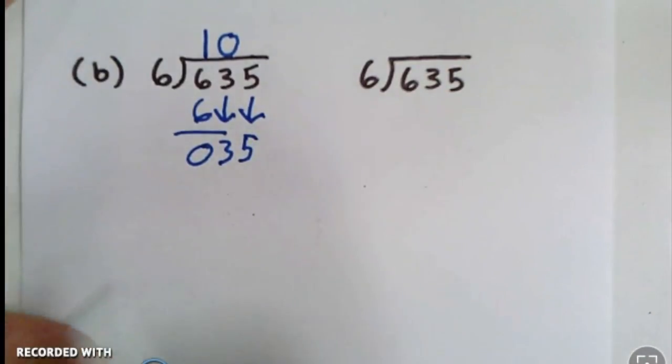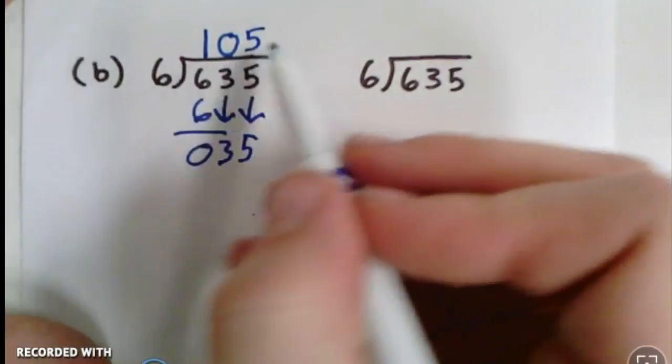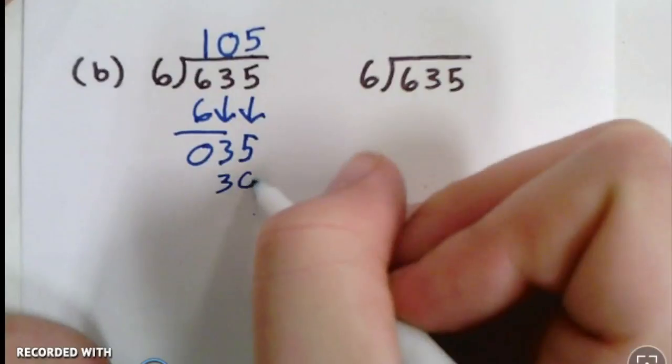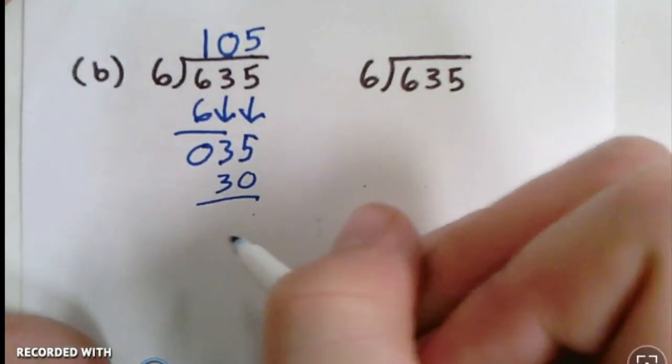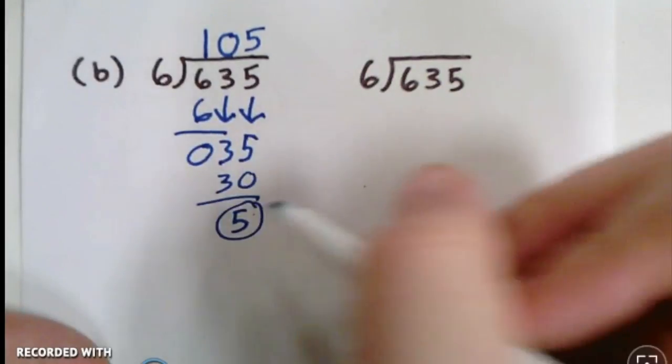Does 6 go into 35? Yes. How many times does it go into 35? 5 times. 6 times 5 is 30. 35 minus 30 is 5. And since I have nothing else to bring down, this is going to be my remainder.